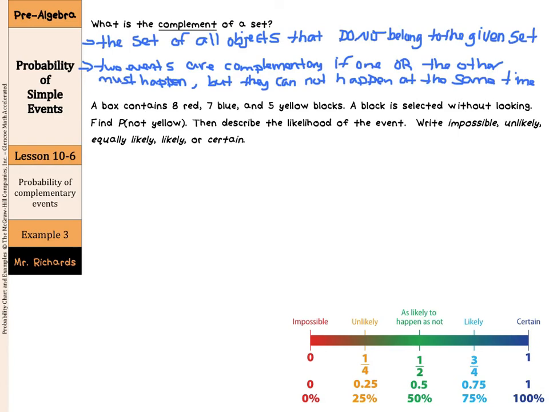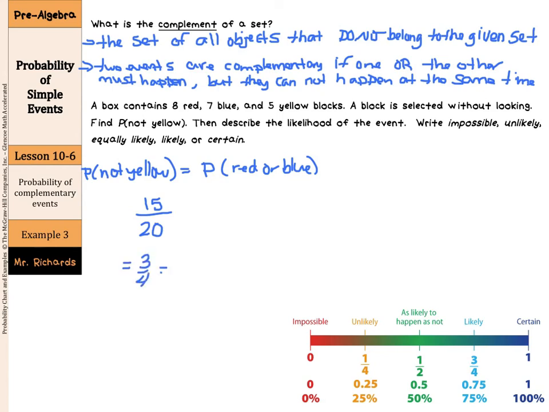2 ways of going about this. The first is to say, well, we're looking for the probability of not yellow, which is the same thing then as the probability of red or blue. And so when I look at red or blue, there are 15 that are red or blue over 20 total. That simplifies to 3/4, which is 75%, and using our scale, that's, well, likely to happen.